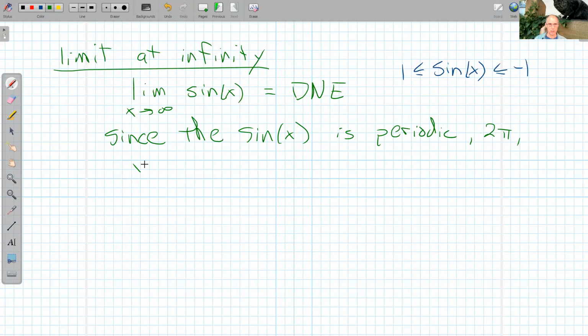Y is always between -1 and 1 as X increases or decreases, but I'm only looking at increasing here because of the infinity. Okay, so this limit does not exist. So there's multiple ways a limit cannot exist. It heads to infinity, it heads to negative infinity, it goes two different directions, it oscillates forever.